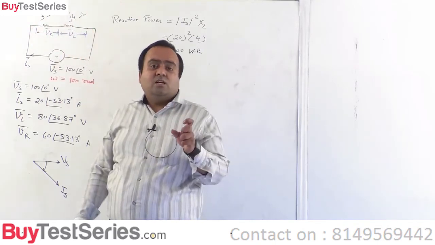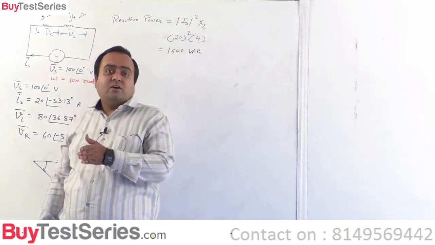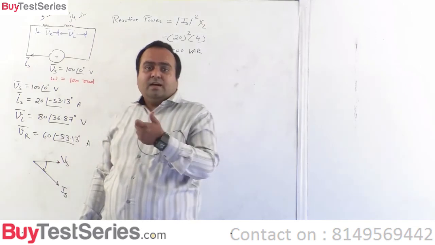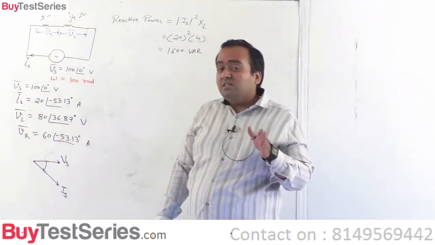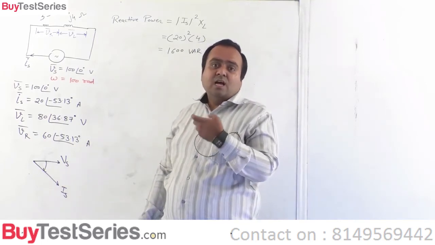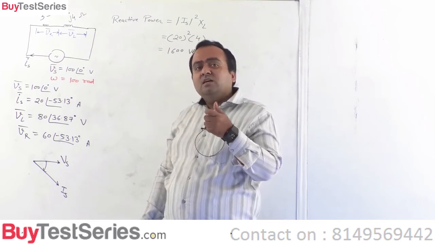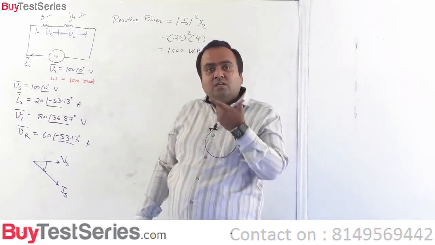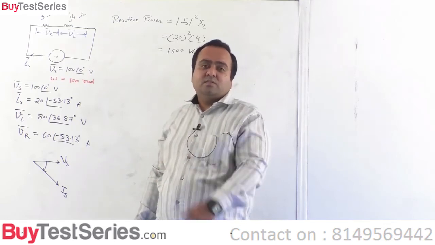A pure inductor or a pure capacitor will never absorb the real power or the active power. Active power is also called real power. Why? Because dimensionally what was it? It was VI cos of the angle between voltage and current. The angle between voltage and current for an inductor and for a capacitor, the magnitude is always 90 degrees. So V into I into cos of 90 degrees will anyway become 0.